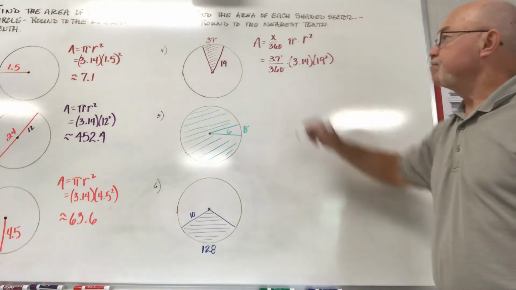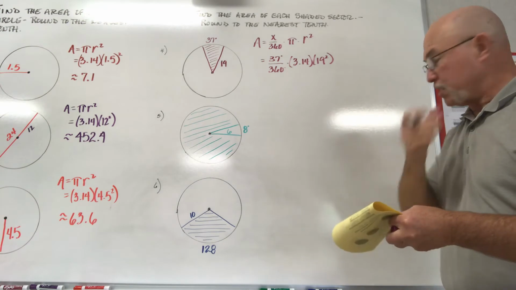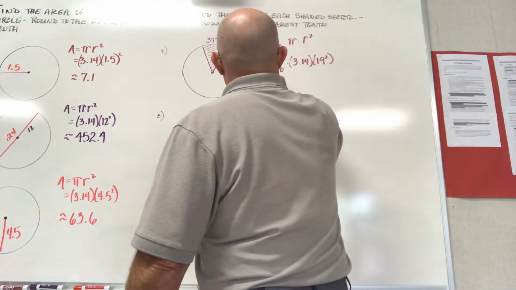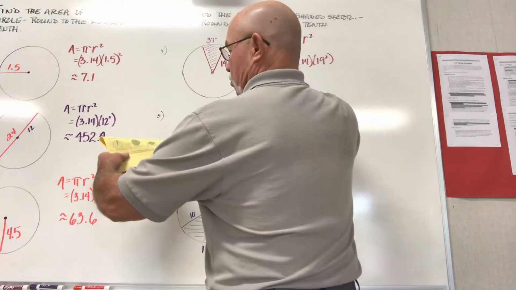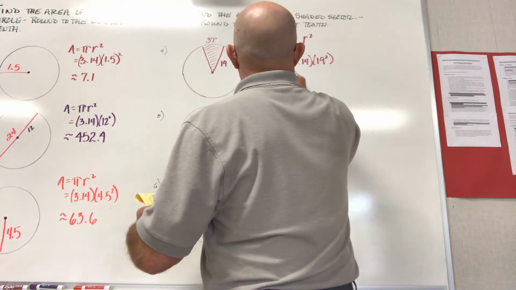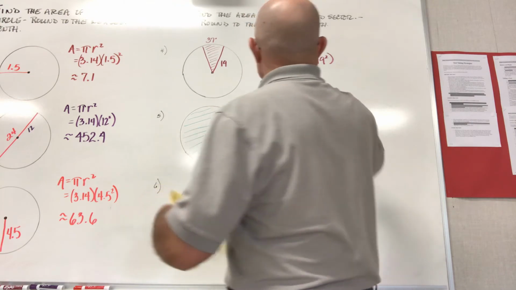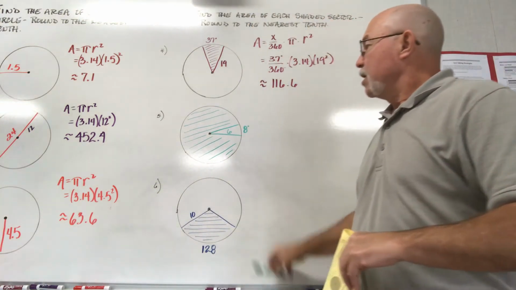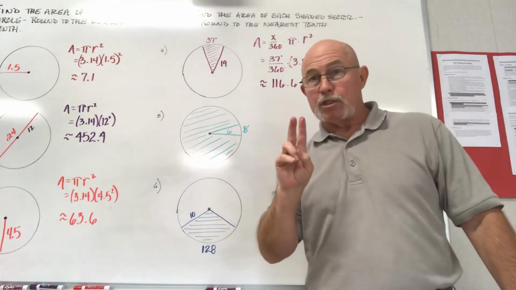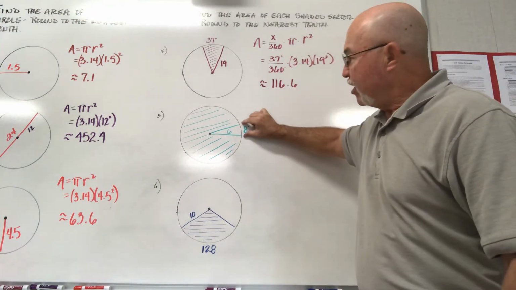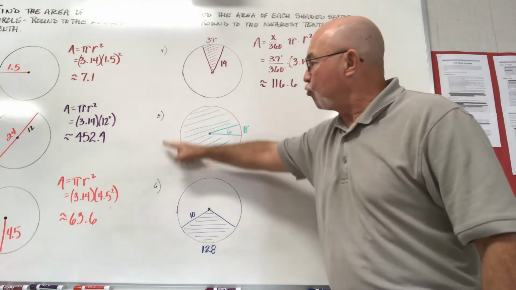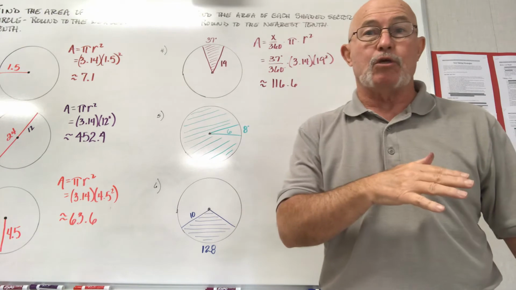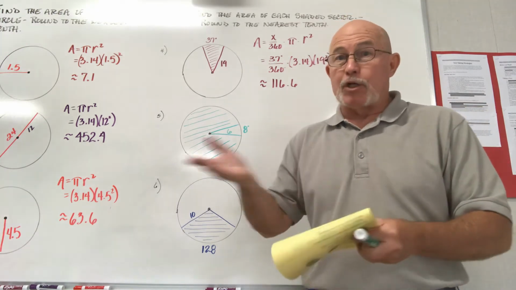There's your setup, and once again, this is a plug into your calculator. So that's approximately 116.6. Now on this one, there are two ways to look at it. If this is 8, that means the rest of the circle is 360 minus 8, or 352. So that's how I'm going to do it.